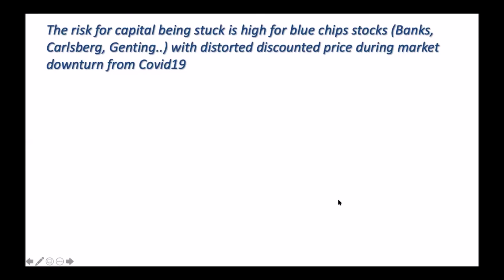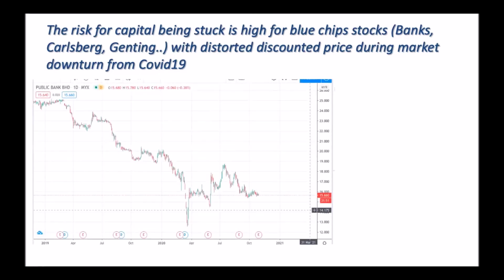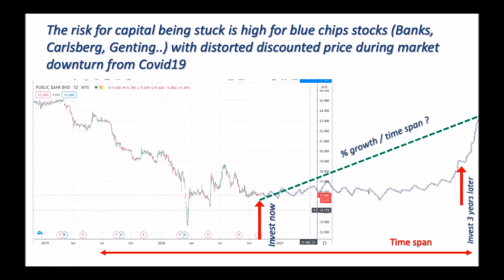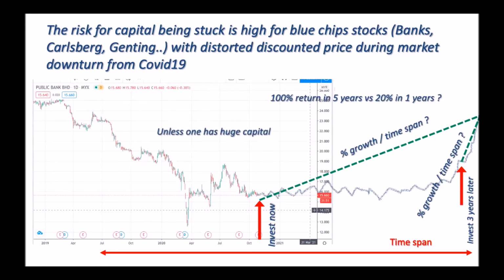Okay, all right. The risk of capital being stuck is high for blue chip stocks, because this is for Public Bank, for example. Your choice now is to invest now or later. If you invest now, it depends on the growth and the time span. It may end up 100% return in 5 years compared to 20% in 1 year, which actually is the same. So I wouldn't say it is wrong or right to invest now, but I think the risk of capital being stuck is higher if you invest now, unless you have huge capital.